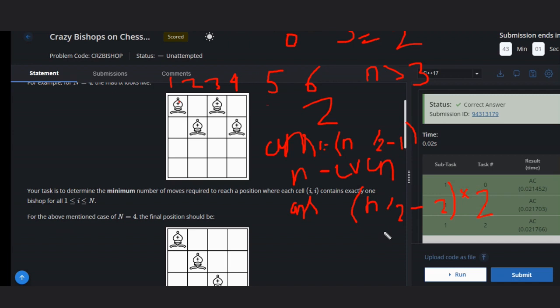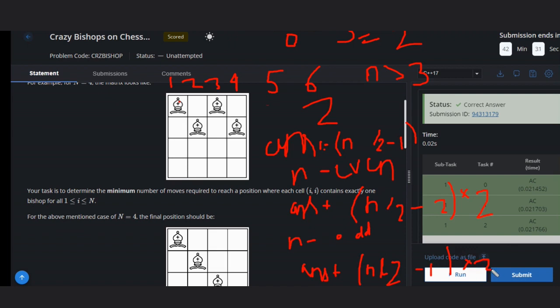Let's say n is odd. If n is odd, then what will we do? Then we will add to the answer (n/2 minus 1) into 2.